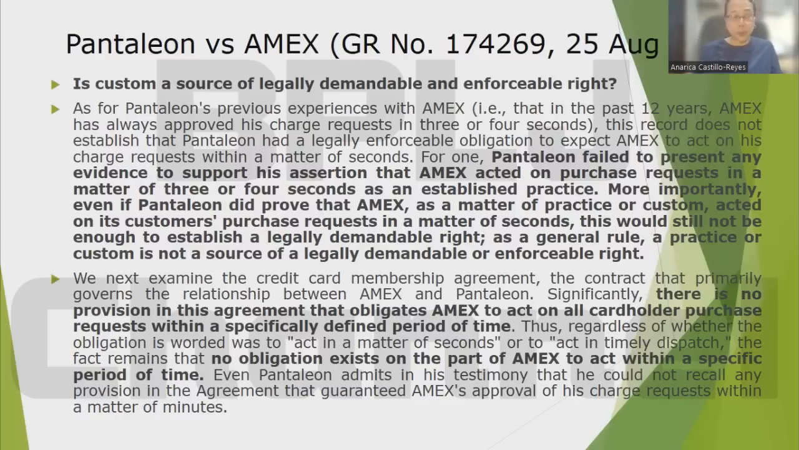As a general rule, a practice or custom is not a source of legally demandable or enforceable right. There is no provision in this agreement that obligates Amex to act on all cardholder purchase requests within a specifically defined period of time. So they are talking about the membership agreement. Okay, so if you're talking about the agreement, there is no legally demandable and enforceable right which will force Amex to act on purchase requests within a certain period of time. However, if you are able to prove that there is a certain custom, which is proved by repeated acts as well as the period of time which was observed, then it can be a source of a legally demandable and enforceable right.